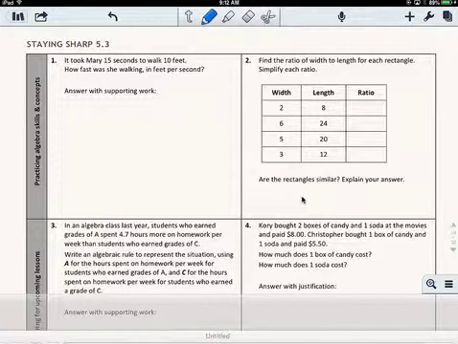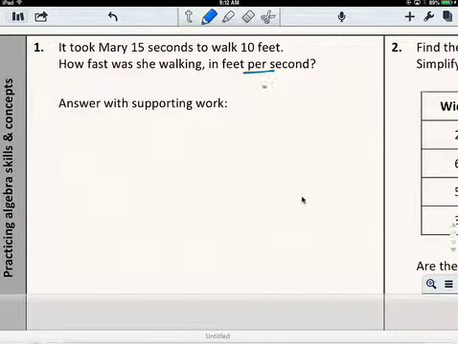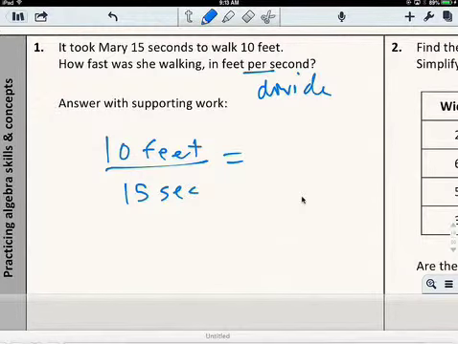All right, so let's get going. It took Mary 15 seconds to walk 10 feet. How fast was she walking in feet per second? And so we need to recall that per means divide. And so I'm going to take 10 feet per, which is divide, 15 seconds. And so if I do 10 divided by 15, that would be 0.6 repeating feet per second.